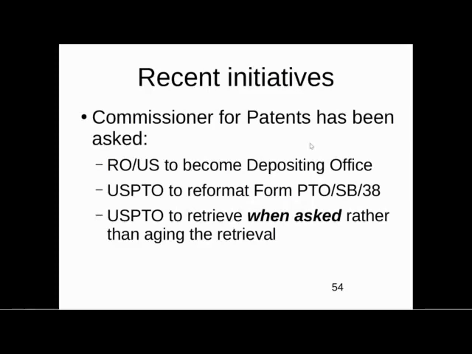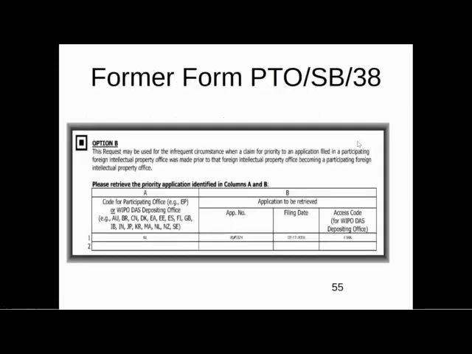The letter also asked Commissioner Hirschfeld to reformat Form SB 38. Why? Because the little box where you fill in the access code was so small that you couldn't read it later. And finally, it asked that when the USPTO is asked to retrieve an electronic certified copy, would it please do it right away rather than actively aging it until later when the case hits the desk of an examiner. And it will be interesting to see if the Commissioner for Patents does those things.